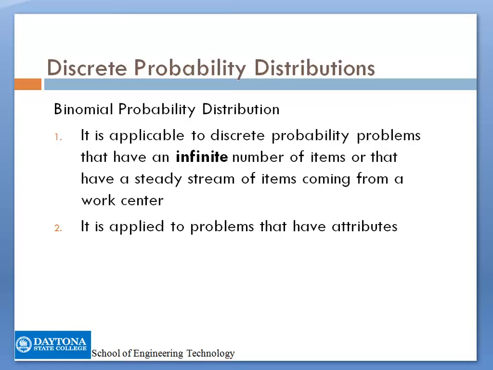Okay, a second type of discrete probability distribution is the binomial distribution. And this type of distribution, once again, is applicable to discrete probability problems that have an infinite number of items, or that have a steady stream of items coming from a work center. So this is different from the hypergeometric, because now we have an infinite number of items.